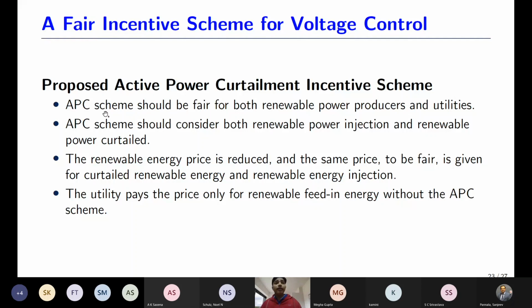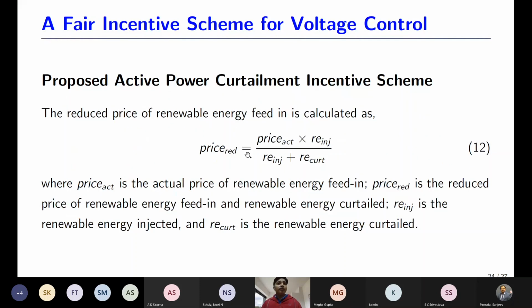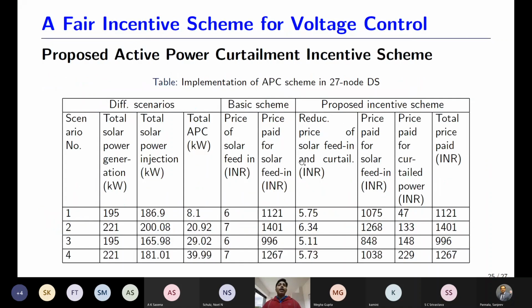But active power curtailment should be fair for the renewable power producer and the utility, considering renewable power injection and renewable power curtailment. So these things should be considered while formulating an incentive scheme for active power curtailment. One formula is proposed to calculate the price of the renewable energy. This formula reduces the actual cost of renewable energy so that it can be given to the participant who is curtailing active power.